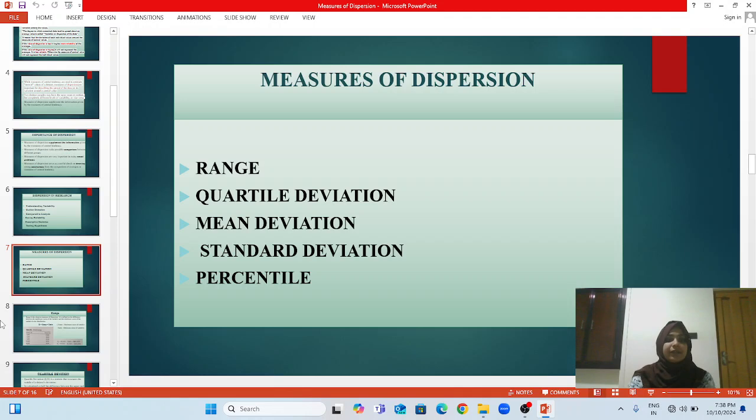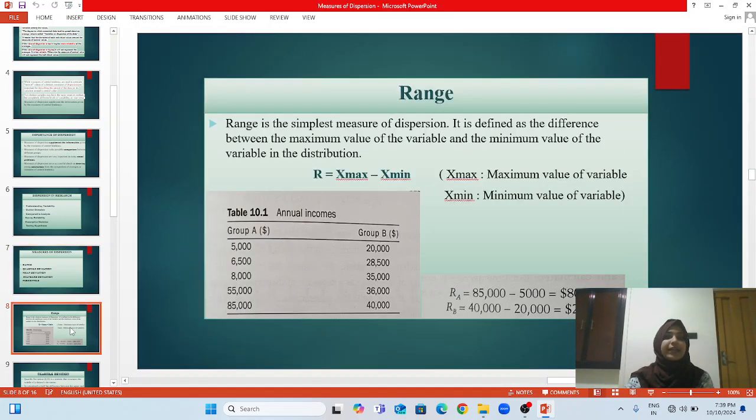Here I am discussing with you the five prominent measures of dispersion, and there are also other measures like variance, etc. But in this session, we are discussing the five important measures of dispersion, that are range, quartile deviation, mean deviation, standard deviation, and percentile. So let's see what range is, and how range is a measure of dispersion.